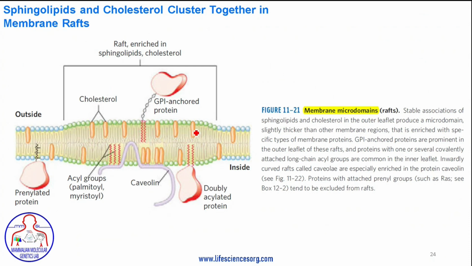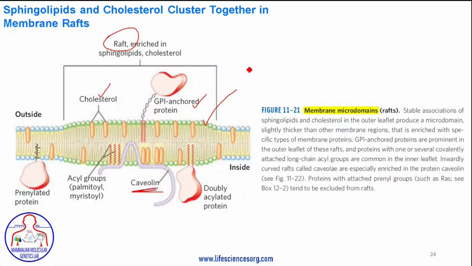For example, at some places the membrane has specialized phospholipids. For example, sphingolipids are predominantly present at some places in the membrane, and these places are called rafts. You can see the cholesterol is there, GPI anchored proteins are there. So what is happening at the raft places? The caveolin protein combination.